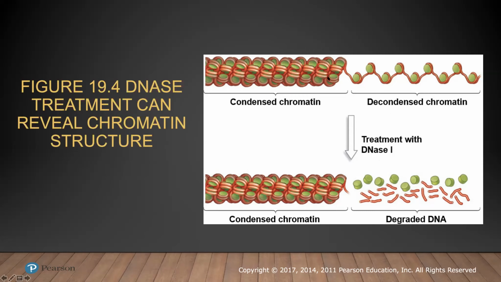So this simple experiment showed that in order for a particular gene to be transcribed, somehow this chromatin has to get into a decondensed state so that the enzymes are able to interact with the DNA.